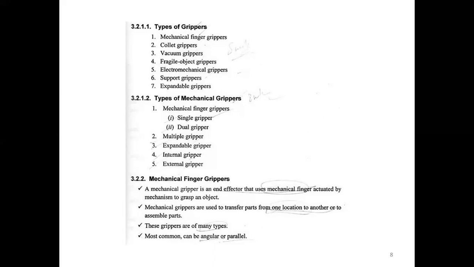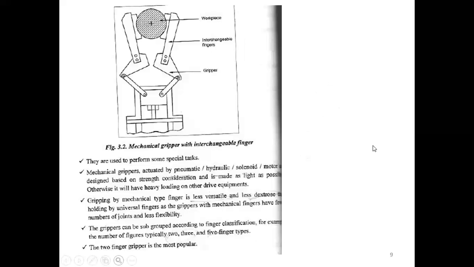These grippers are of many types. The most common can be angular or parallel. So this is the mechanical finger gripper definition. This is an example of a mechanical gripper with interchangeable fingers. So that is a gripper.